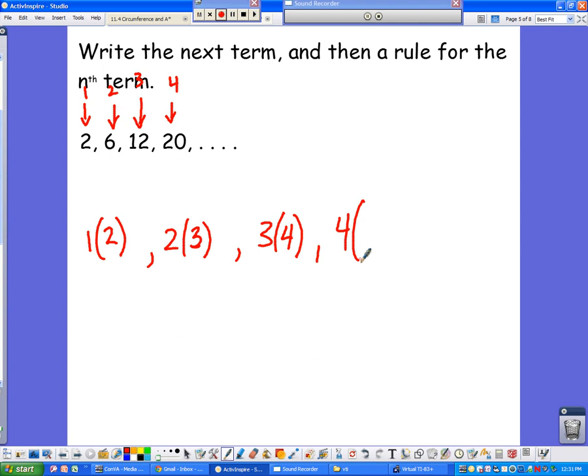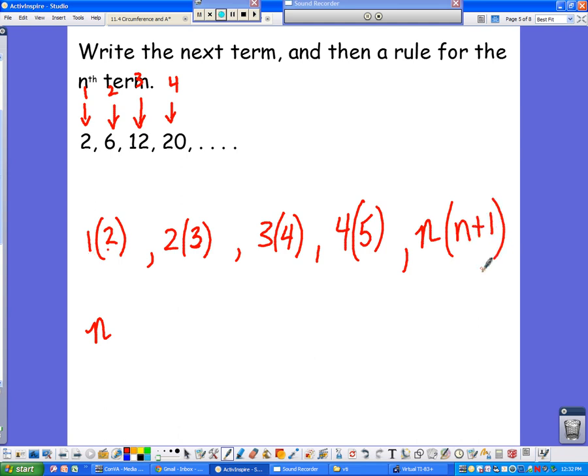And for the fourth term, I can multiply that times 5. And remember, the 1 out here represents our n, and n is just the number of the term. Okay, so we're looking for that nth term. So what do we got to multiply n times? Well, if you look, this is actually just 1 more than that. So we're going to do n plus 1.